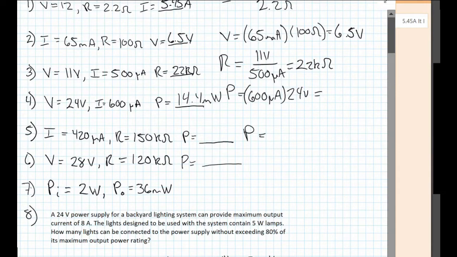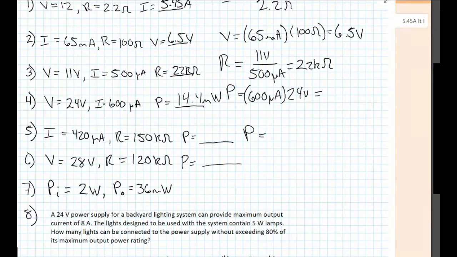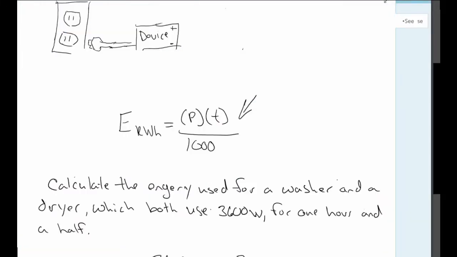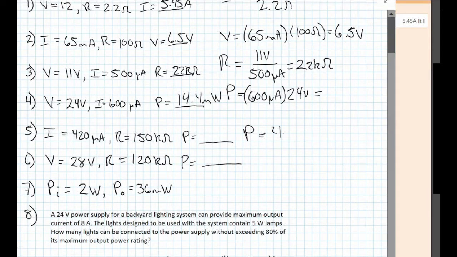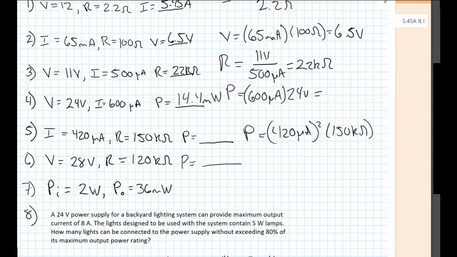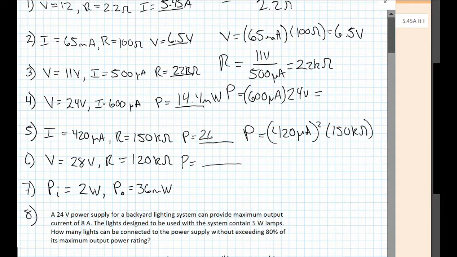Power is equal to the current, I believe it's current squared. Yep, current squared times the resistance. So 420 microamps squared times the resistance of 150 kilo ohms. So it's 420e-6 squared times 150e3. I got 26.46 milliwatts, approximately.